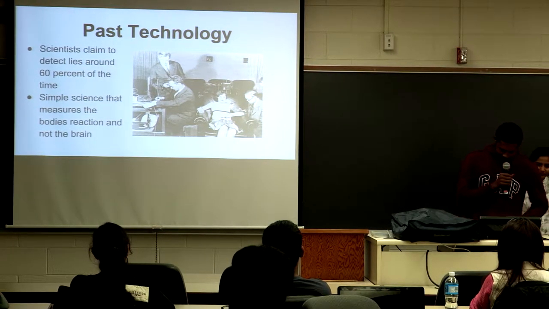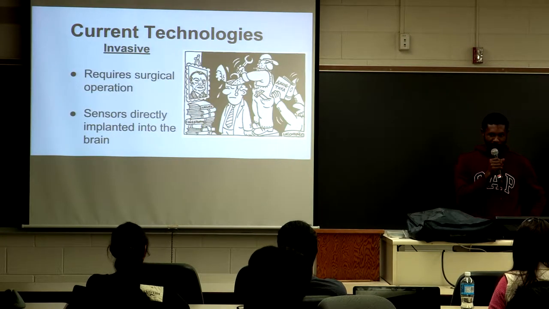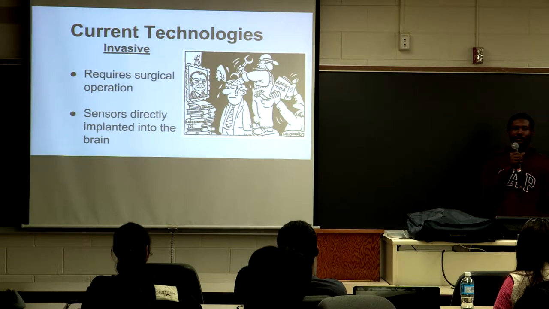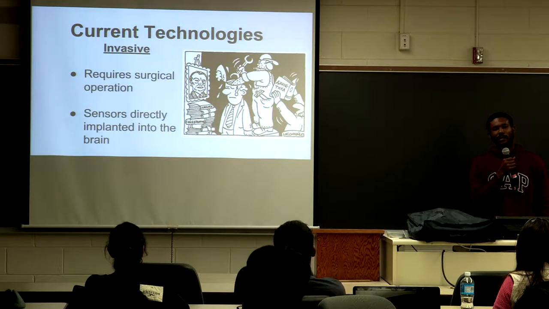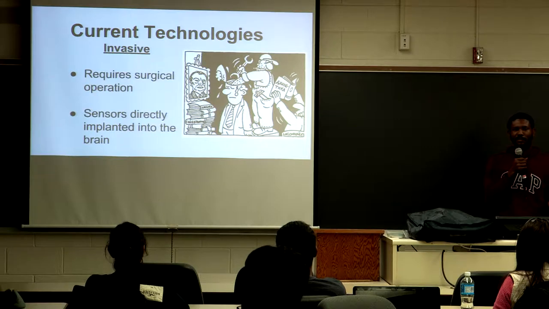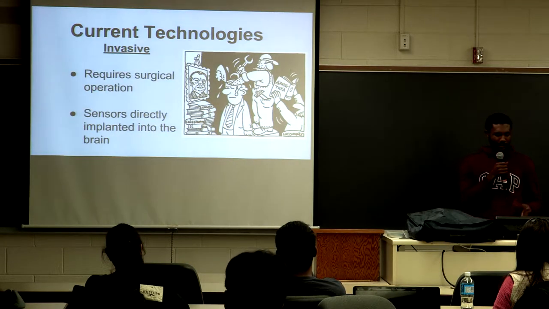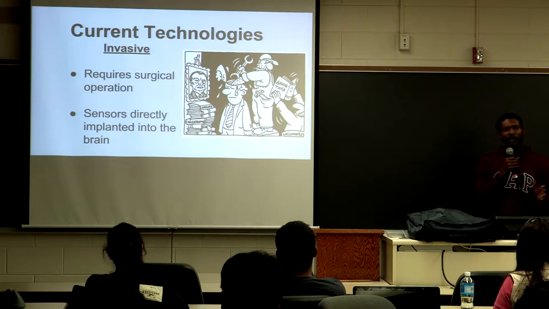Hello, everyone. I'll be talking about current technology. Basically, in the current technologies involved in this thought identification process, we have two classifications, the invasive and the non-invasive. The invasive typically involves a process that implants sensors into the brain, and that requires a surgical operation be done on the subject who is to undergo the thought identification process.